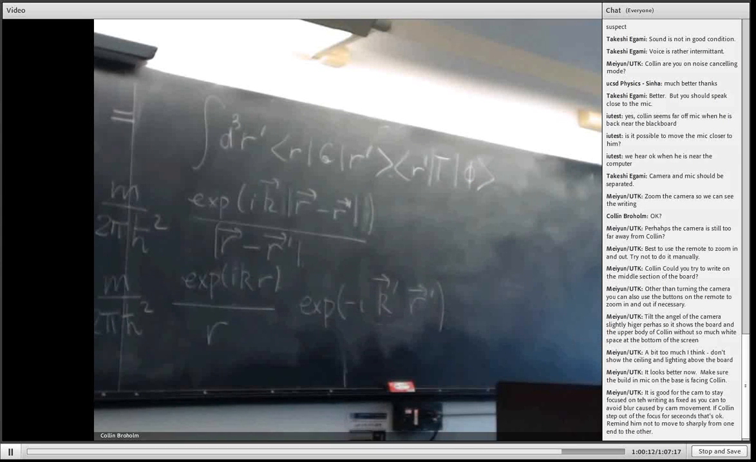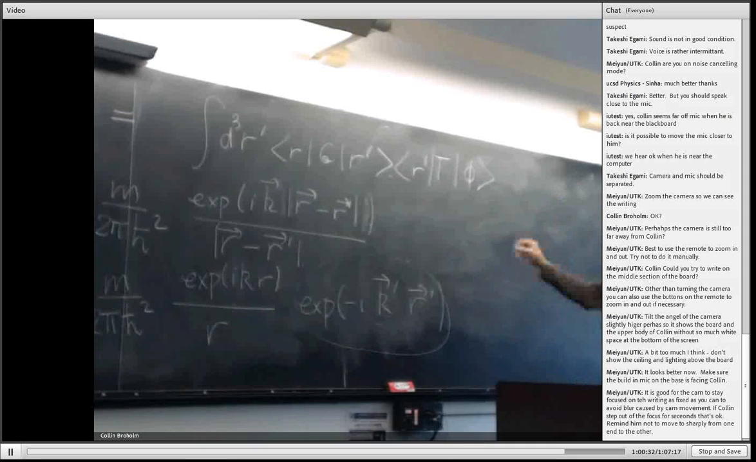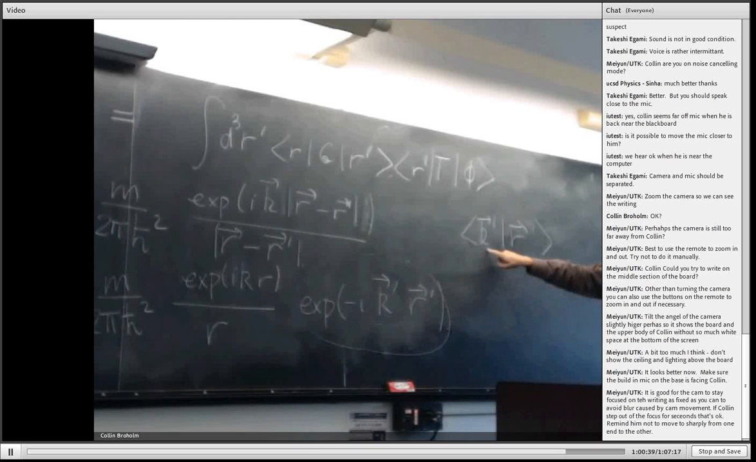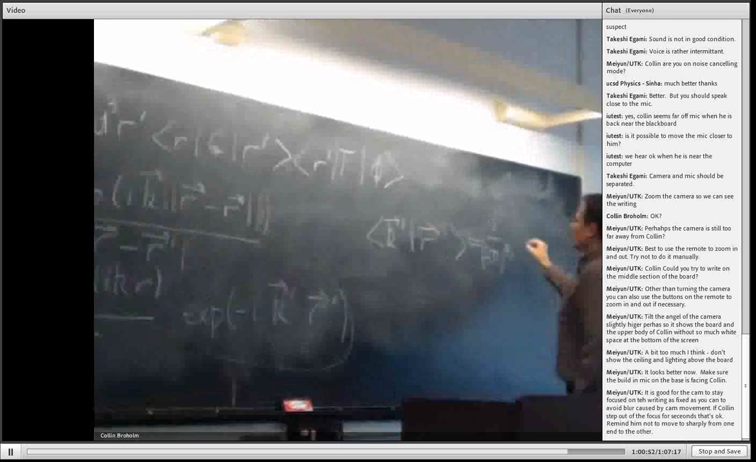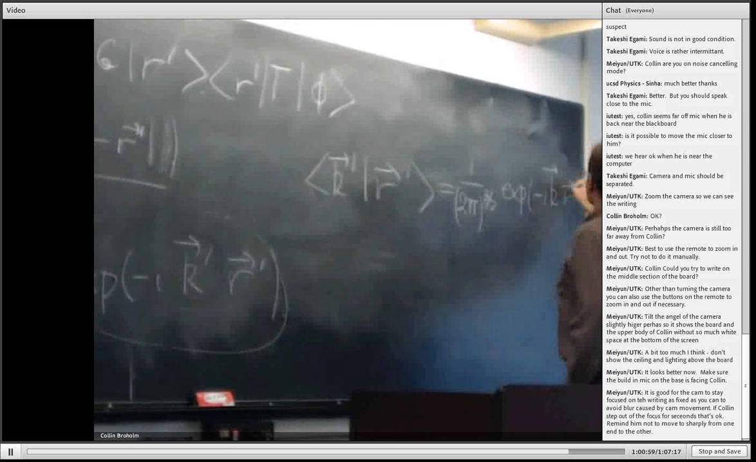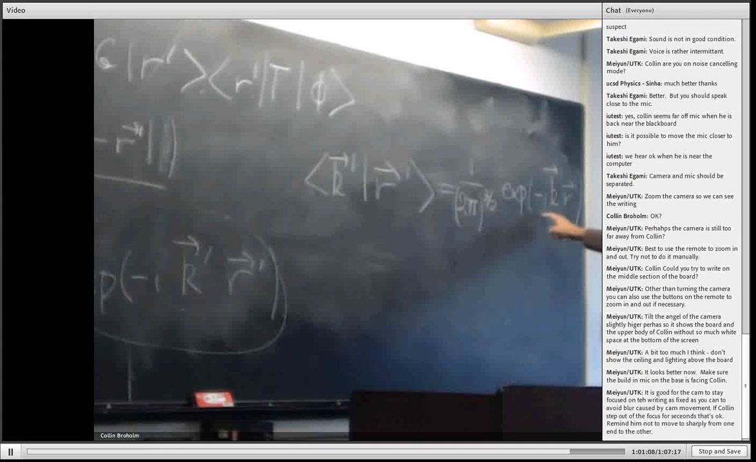However, I only have several minutes left, so I'm going to have to abbreviate things slightly. The idea here is that instead of this function, I can replace it by the following expression: the bra k prime with the ket r prime. This is a matrix element of the momentum eigenstate with the position eigenstate, which you know is equal to 1 over 2 pi to the 3 halves power times e to the minus i k prime dot r prime. Now that expression is probably challenging the camera. Okay, so this is how I would like to rewrite this expression.